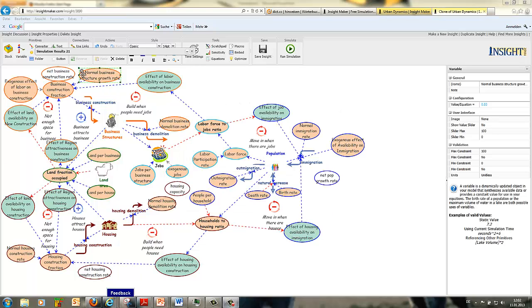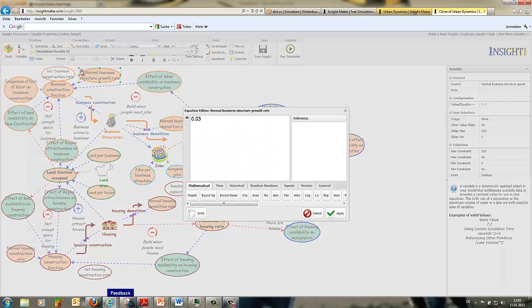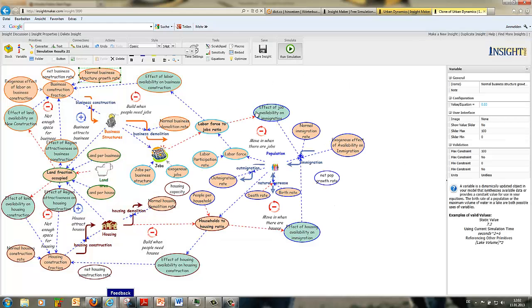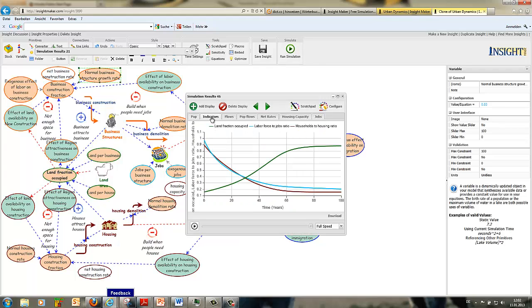In the second example, the population is constant and let us assume a program to create new companies at a rate of 3% a year. You can see on the blue curve that the labor force to job ratio goes below 1 because there are more jobs than available workers. The green curve is the land fraction occupied. This is increasing because the new companies need more land.